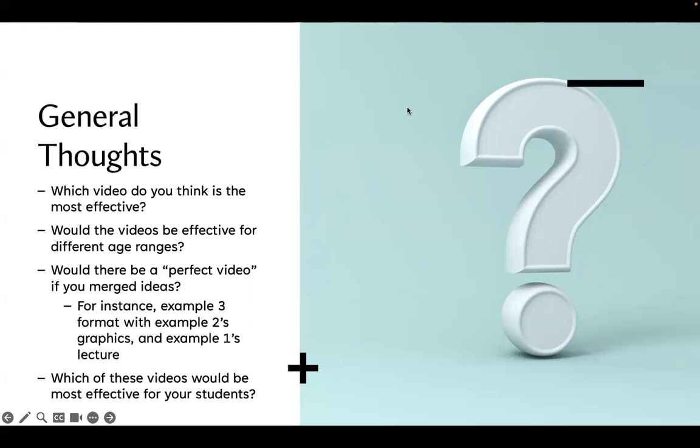Do you want to make different types of video for different types of content on your virtual classroom? Would the videos be effective for different age ranges? Also something to think about. Would there be a perfect video if you merge these ideas? Would mixing the personableness and casualness of the last video with the office background of the first one be something that works? Things to think about. And which of these videos would be most effective for your students, do you think? Just something to think about.